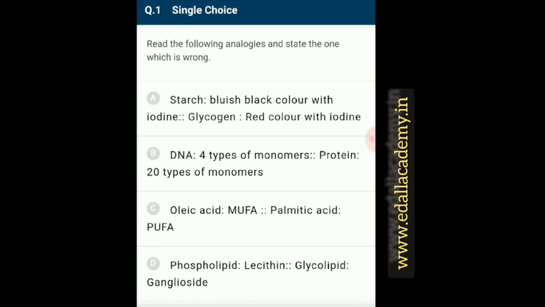Fatty acids can be saturated or unsaturated depending on the absence or presence of double bonds. Unsaturated fatty acids can be monounsaturated fatty acids, that is MUFA, or polyunsaturated fatty acids, PUFA, as they can have only one double bond or multiple double bonds respectively. Examples of MUFA are oleic acid, palmitic acid, etc., while omega-3 fatty acid is PUFA. So the answer for this question is option C, oleic acid MUFA, palmitic acid PUFA.